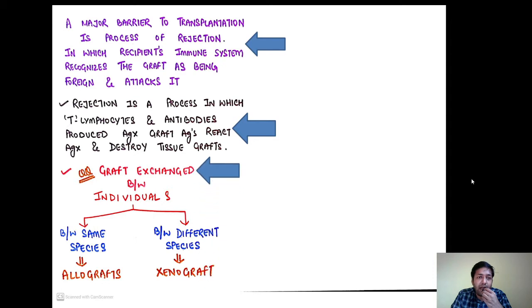Whenever a graft is exchanged between individuals of the same species, it is called an allograft. From one human being to another human being is an allograft. But when it is between different species, for example a dog and a man, or between a cat and a dog, it is called a xenograft. Xenograft is not common. Clinically, allografts are more common.